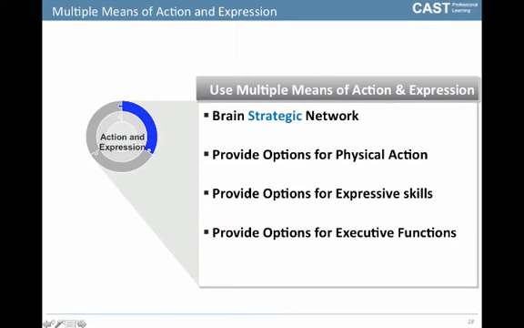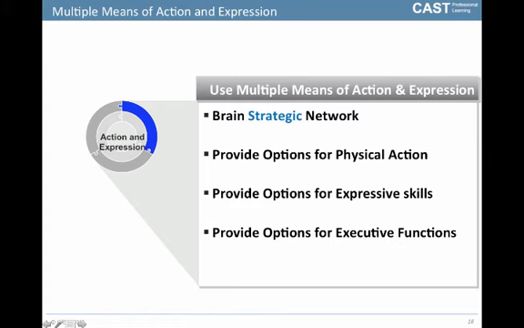Next in the course, we'll focus on the UDL guidelines, providing options for physical action. Included in that discussion, we'll be looking at the variability in the brain's strategic network. Given that variability, how can we add options into physical action, including the mode of physical response, options in the means of navigation, and options for accessing tools and assistive technologies?